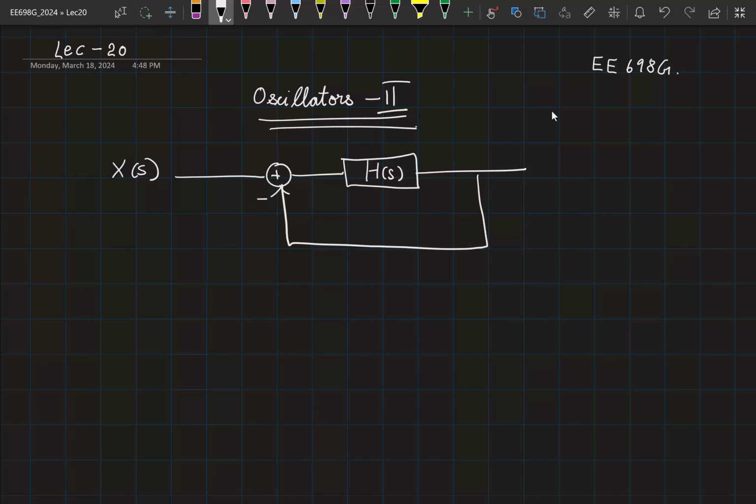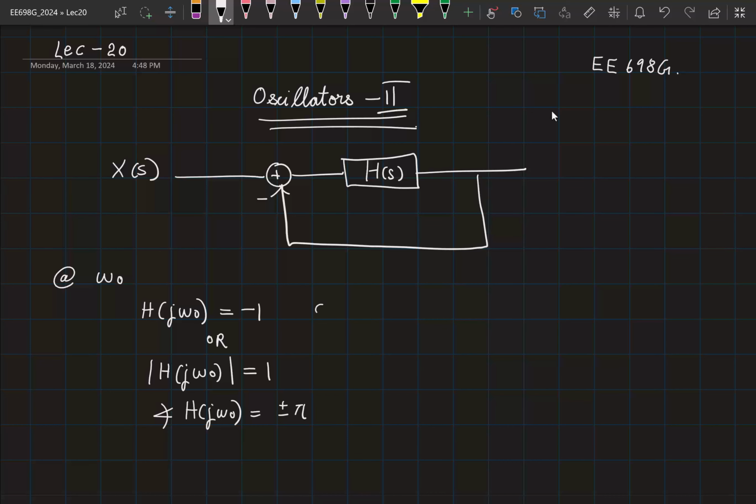What is the condition for this system to oscillate, let's say at a frequency omega naught? H of j omega naught should be equal to minus 1. Or in other words, you can also equate the magnitude and phase of this transfer function separately. That gives you magnitude of H of j omega naught equal to 1 and angle of H of j omega naught equal to plus or minus pi. So you meet either of these criteria and then you are guaranteed that the system is going to oscillate, right? And what do we call this criteria? Barkhausen criteria. It's also called a startup condition.